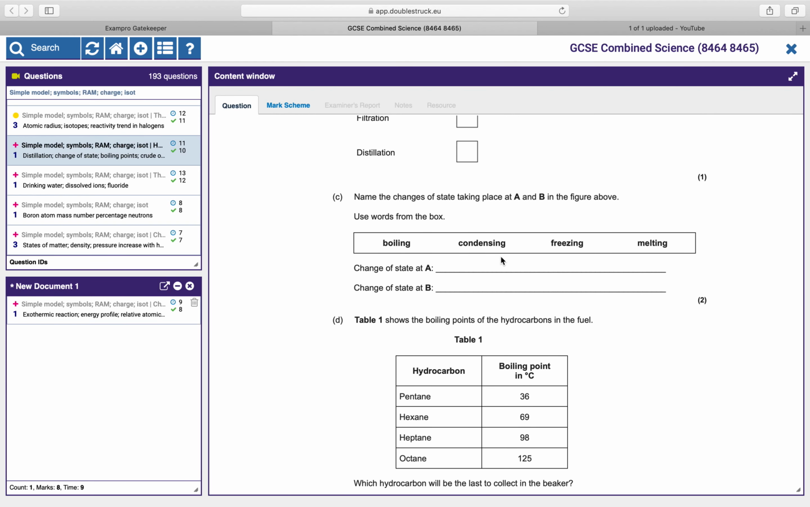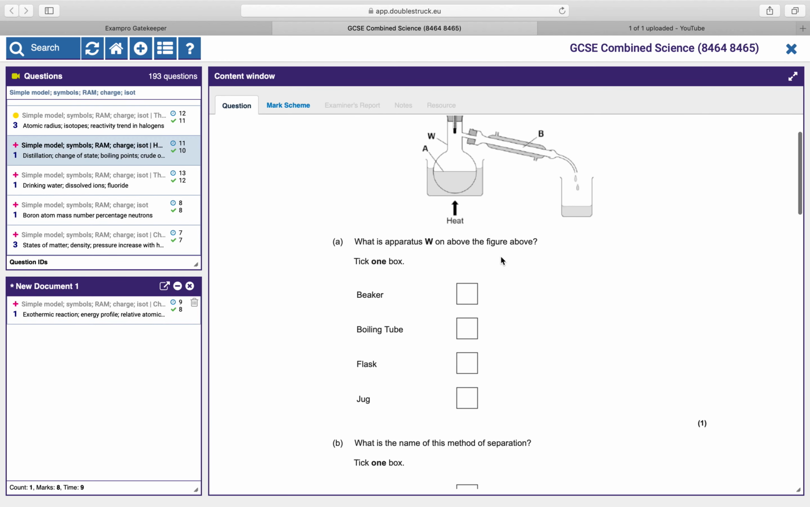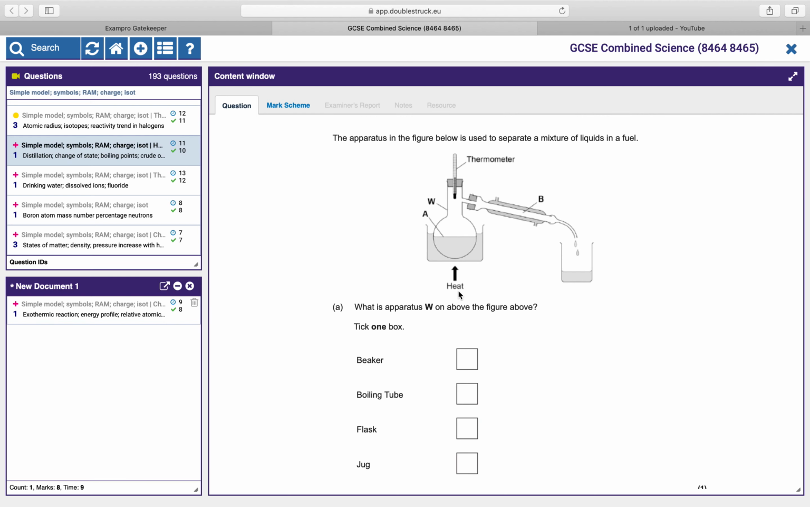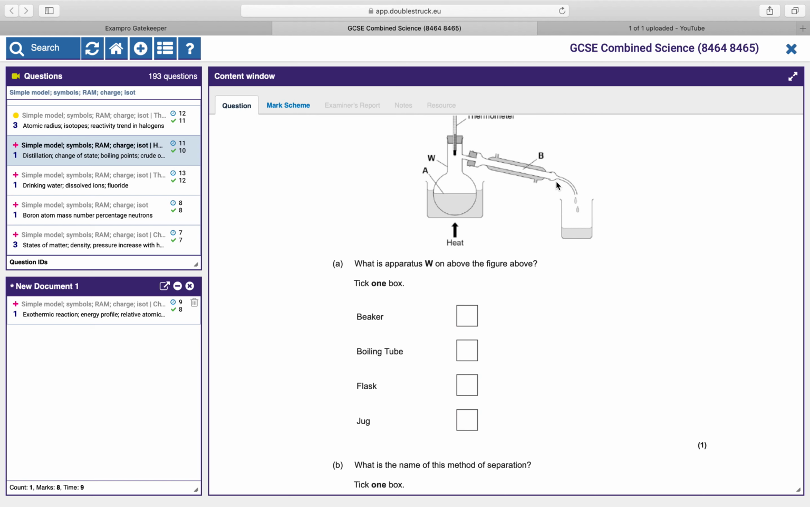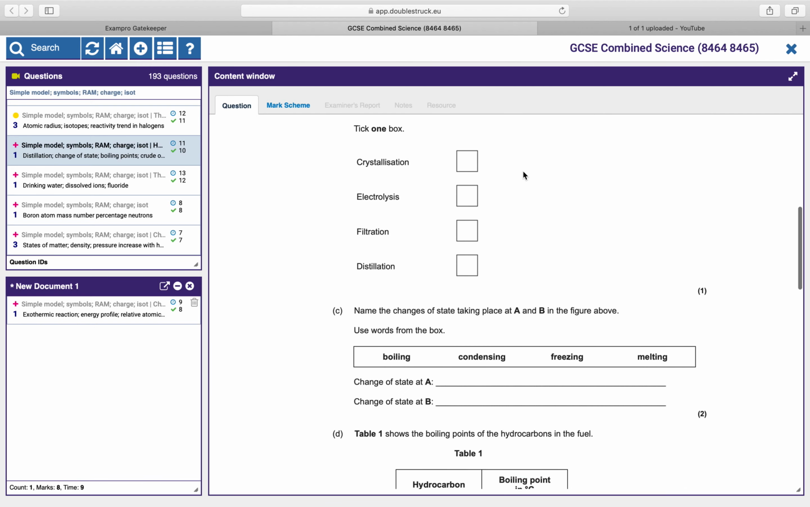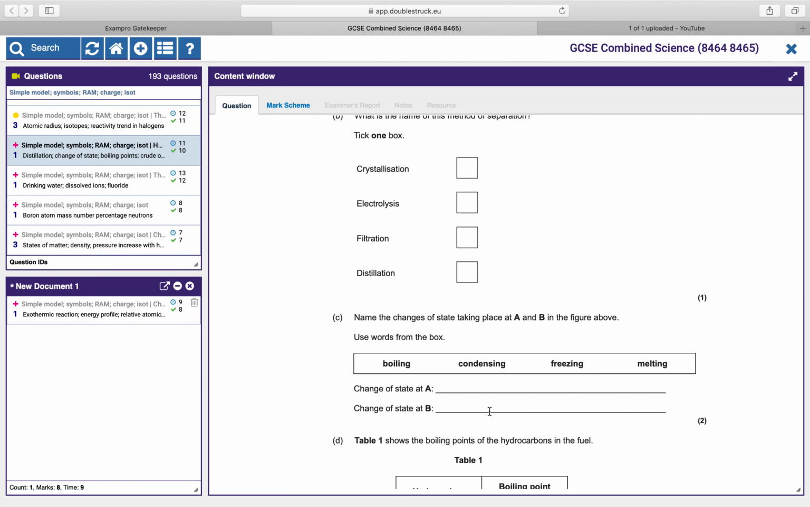And name the changes of state taking place at A and B in the figure above. So if we look at A, what's happening is when you've got the Bunsen burner heating this up, you'll get this liquid turning into a gas, which goes up there. And so that process will be boiling. And then as it's coming through here, you've got running water surrounding this tube where the gas is going through, and this running water is cold. So that bit in grey is the running water going in through the bottom and out through the top. And this is the bit where it condenses, turning from a gas to a liquid, and so that's condensing. That goes on at B.